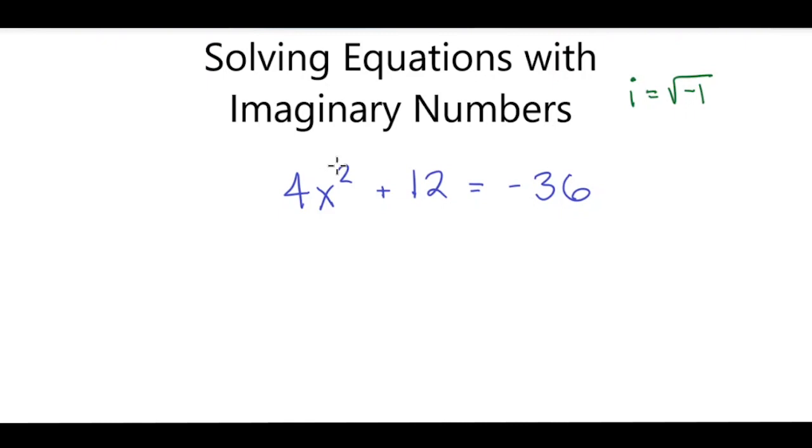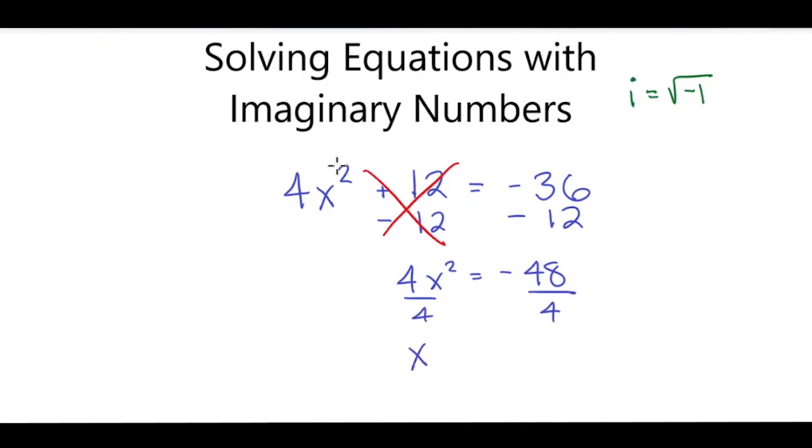So what I'll do is first subtract 12 from both sides of the equation, and that'll cancel our 12s there. Now I'm left with 4x squared is equal to negative 48. So now I will divide both sides by 4 so that x squared is equal to negative 12.